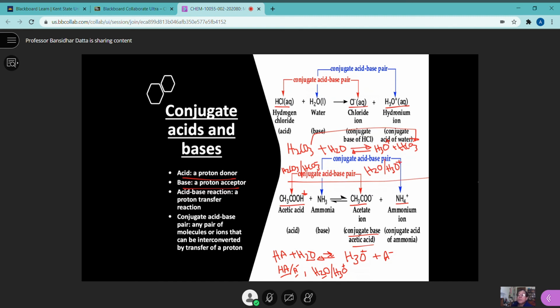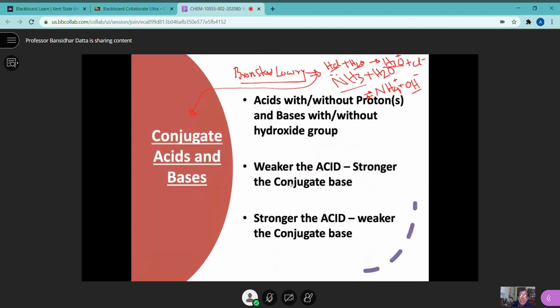And you must always remember this. The weaker the acid, the stronger the conjugate base. You must remember the principle. It's a very, very basic principle of conjugate acids and bases. The weaker the acid, the stronger the conjugate base. The stronger the acid, the weaker the conjugate base. So let me give you this one. I'm going to give you sulfuric acid, H2SO4, and its conjugate base is SO4 2-. Now, is SO4 2- a strong conjugate base or a weak conjugate base?